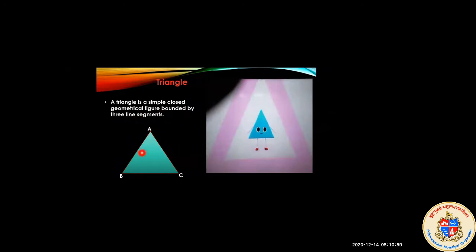See, this is a triangle. The name of the triangle has been given: triangle ABC, and it is a figure which has three line segments. When you join three non-collinear points, you get the shape of a triangle. So a triangle is a simple closed geometrical figure bounded by three line segments.